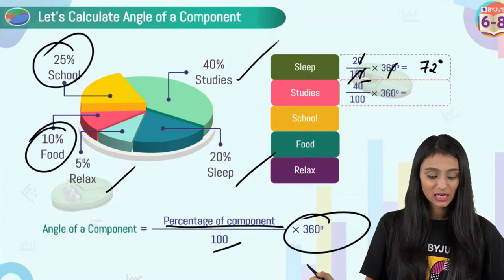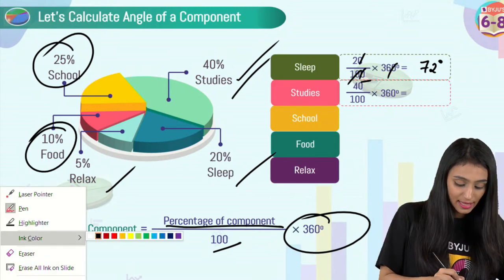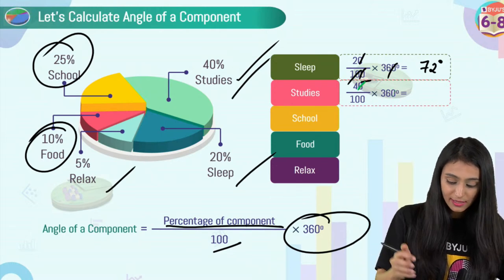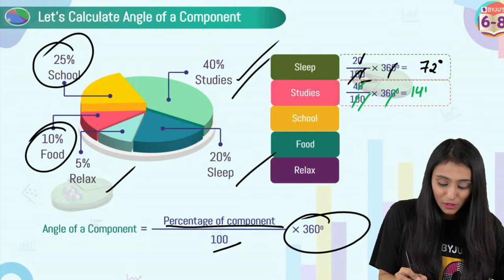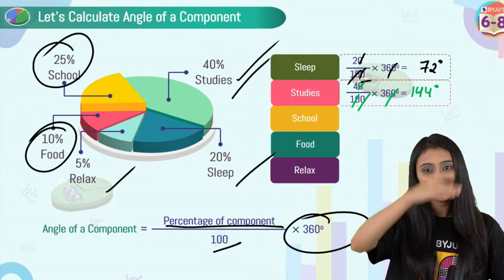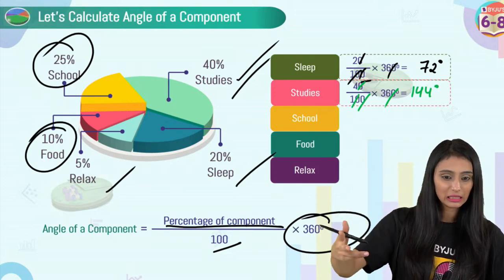Alright, similarly for studies. Studies is 40%. So 40 upon 100 into 360 degrees. That's going to be what? Let's just cancel out these zeros. 36 times 4. That's going to be 144 degrees. Yes, the giant wheel, right? At some amusement parks, it is named 360 degree.